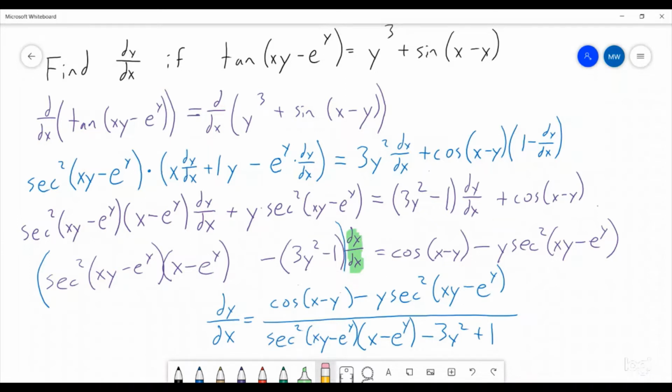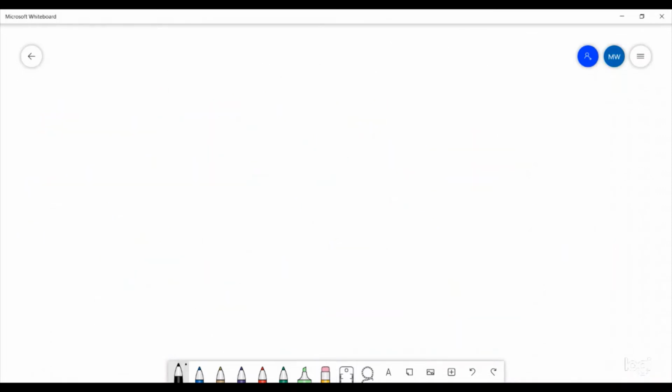Okay, so now we're going to go on to a related topic where we are going to be finding the derivative of inverse trig functions. Okay, so find the derivative of y equals inverse secant of 4x minus 7.